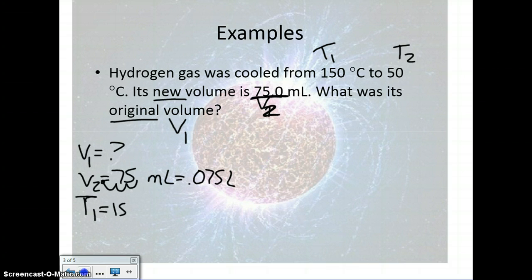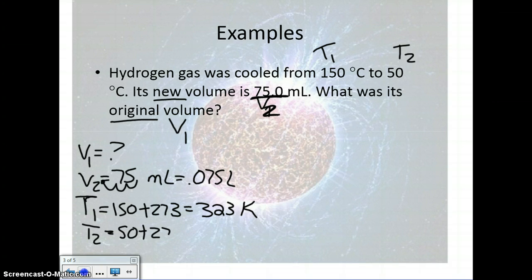T1 is 150. It's in Celsius, so we're going to have to add 273. That gives us 423. And then our T2 is 50. Again, it's in Celsius, so we're going to have to add 273. So that would be 323.